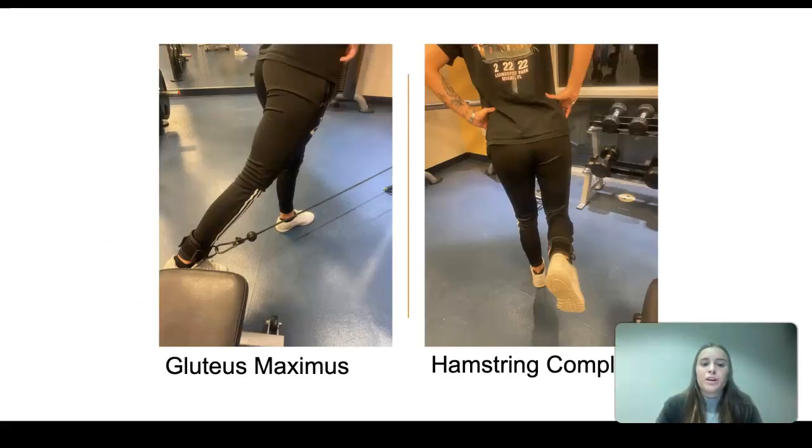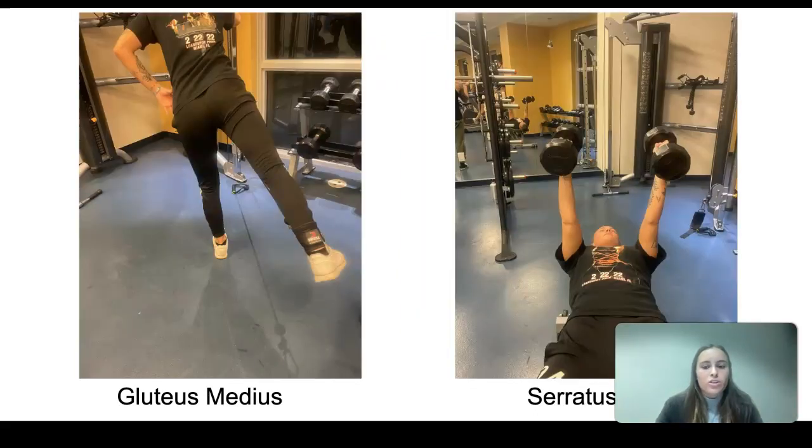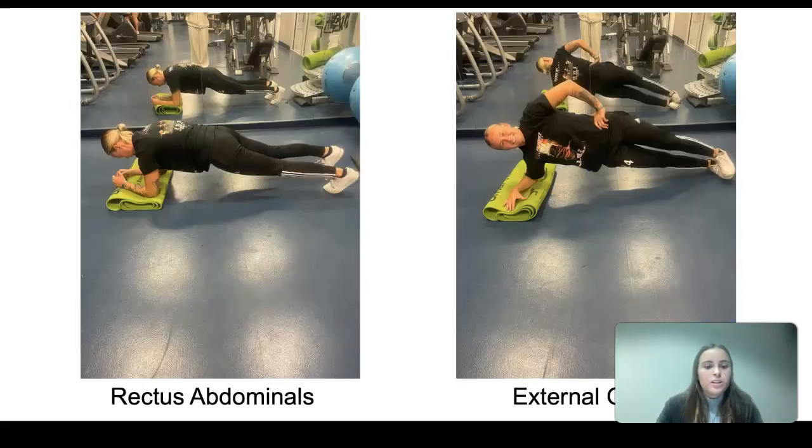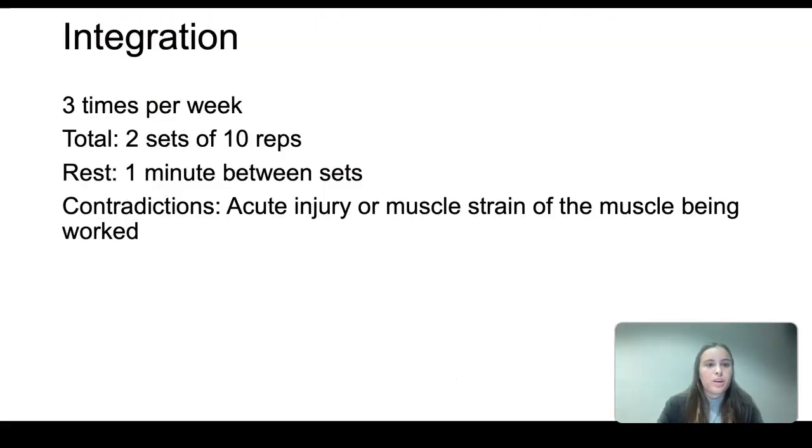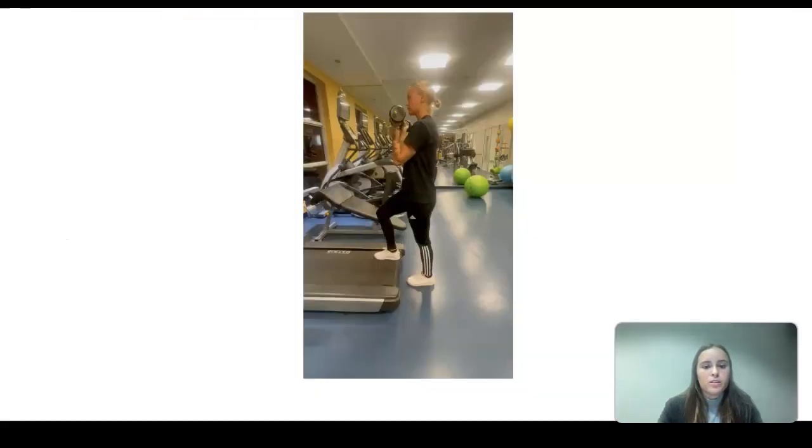My client will be asked to start in a neutral position and perform the exercise for the following muscle groups while maintaining good posture. These are also more examples of activation exercises. The rectus abdominis and external obliques will be held at a plank for 45 seconds with a rest of 30 seconds in between. Integration will happen 3 times per week, 2 sets of 10 repetitions, 1 minute in between.